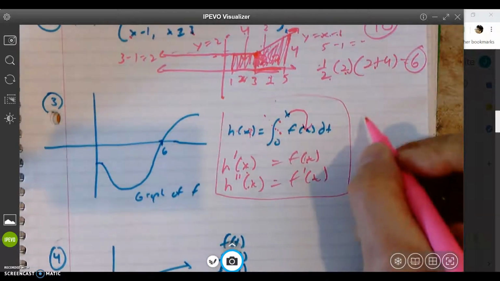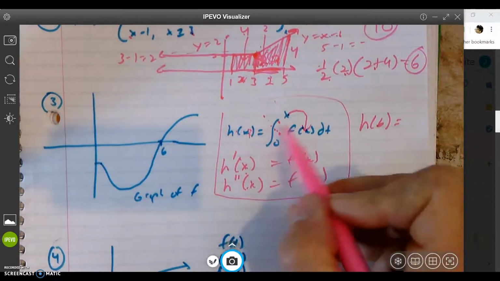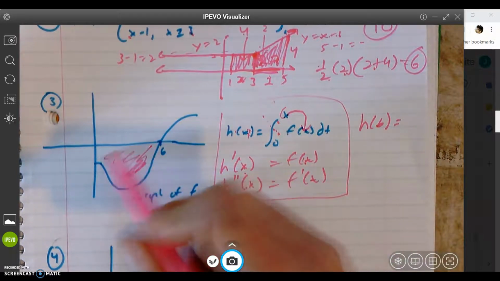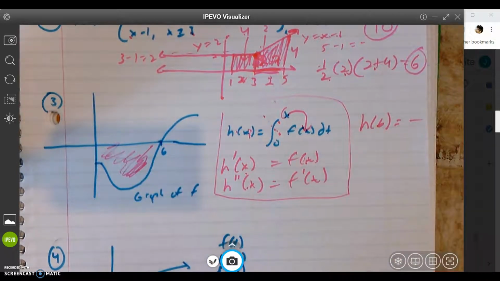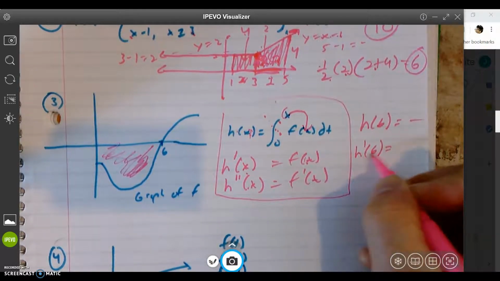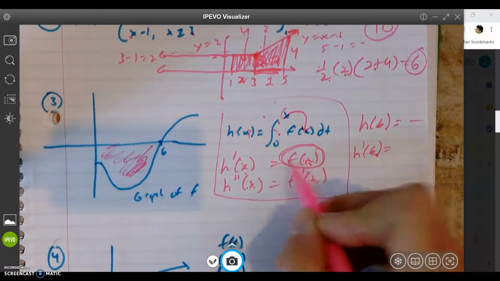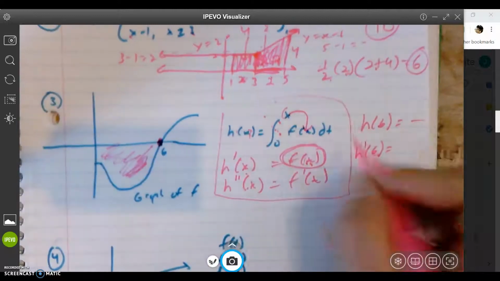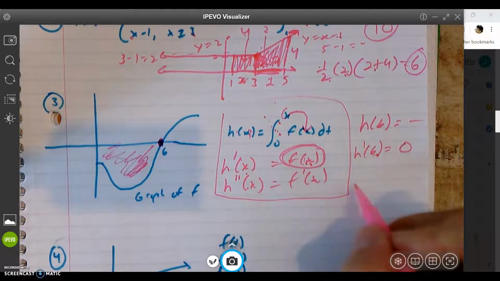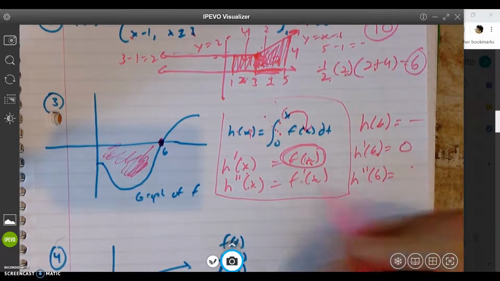So the first thing you want to find is h of 6. So h of 6 is the area under the curve between 0 and 6. So that's this area here, which is obviously negative. Okay, so h prime of 6, which means the slope at 6. No, sorry, just the graph. My bad, the graph at 6. So the graph at 6 is 0. That's the point.